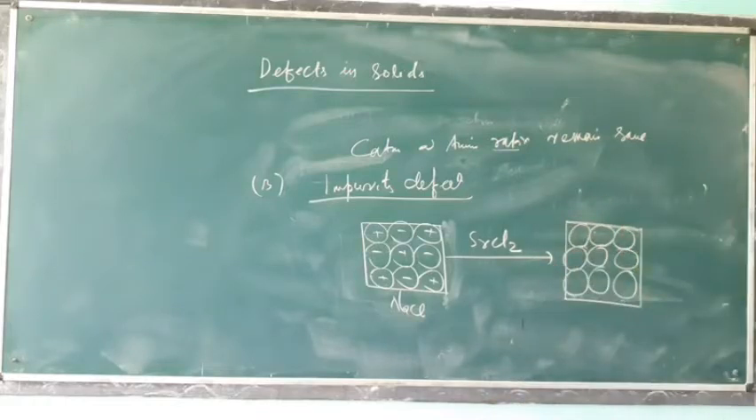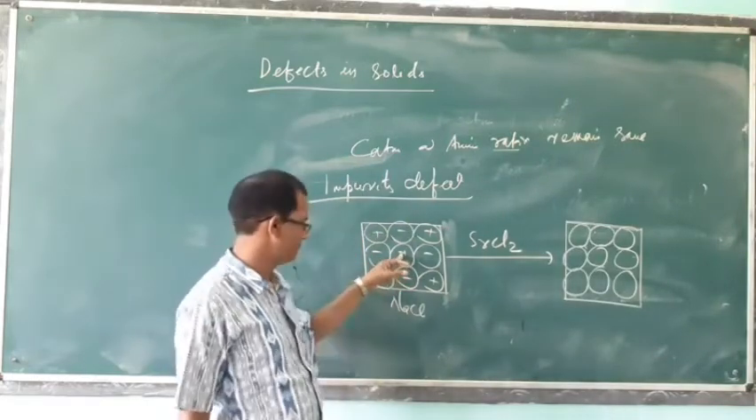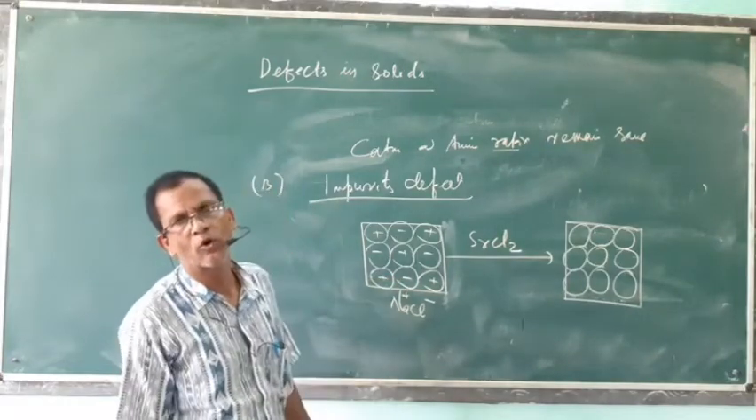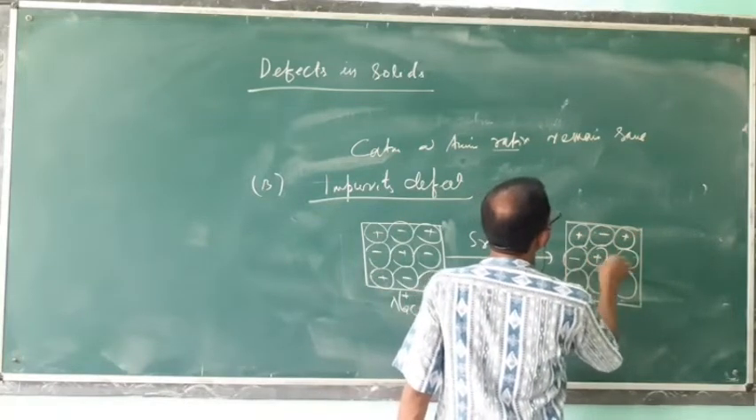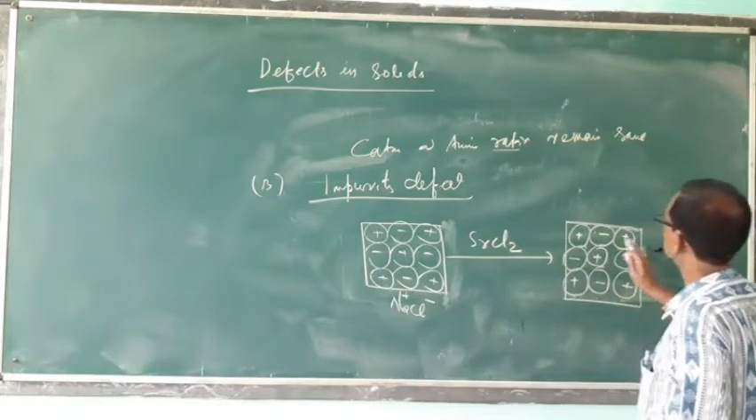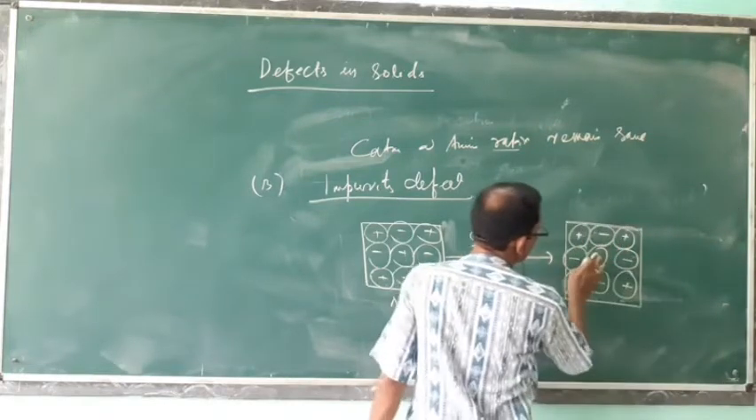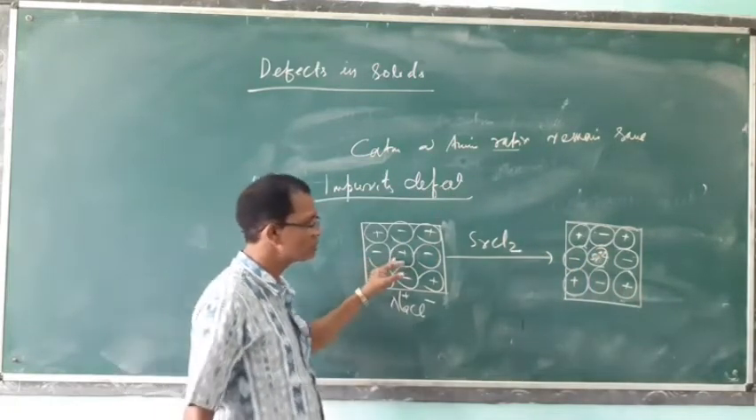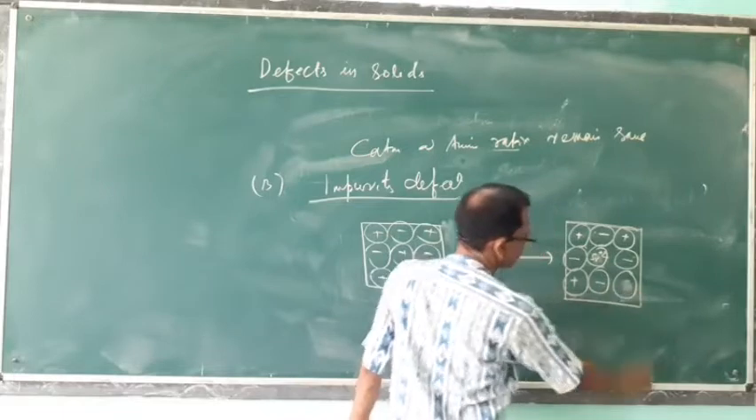During heating, what happens? The position of Na+, this is Na+ and Cl-, will be occupied by strontium 2+. Plus, minus, plus, minus, plus, minus, plus, minus, plus. So suppose this Na+ will be removed and occupied by Sr2+. In place of Na+, Sr2+ will be occupied, then an adjacent Na+ will be removed.